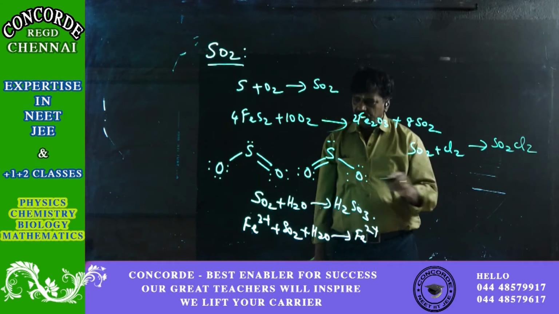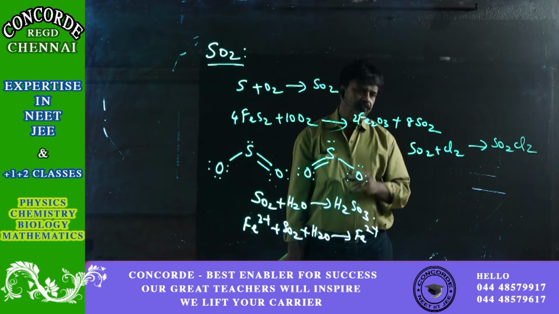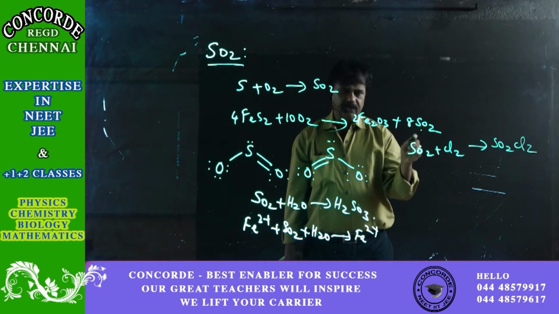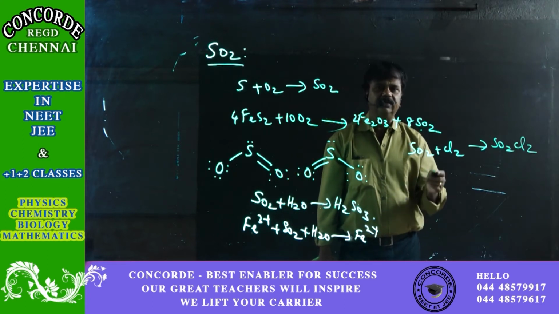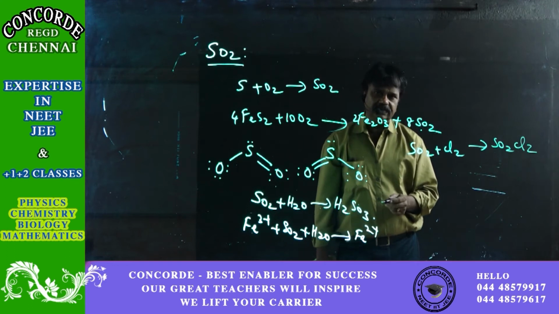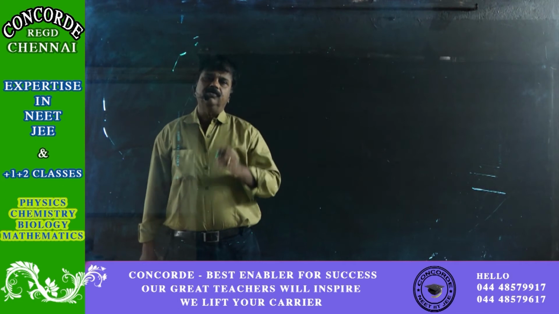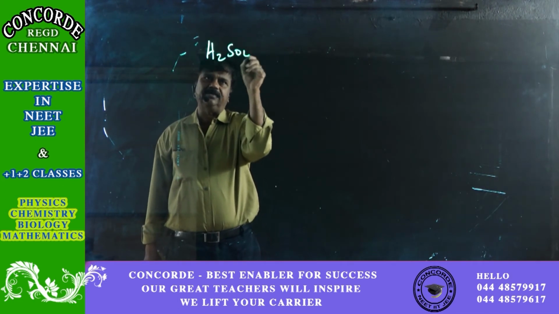So as I told you, sulfur dioxide exists in two forms. Since it is obtained as a byproduct, using the sulfur dioxide we are also able to get sulfuric acid, which is the main acid used industrially for a lot of applications. Among the oxo acids of sulfur, the most important is sulfuric acid.